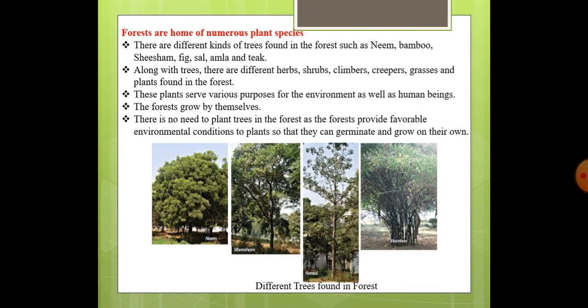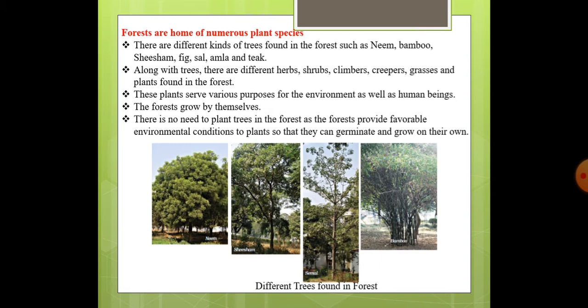Forests are home for numerous plant species. Different kinds of trees are found in the forest such as neem, bamboo, shisham, fig, sal, amla, and tea. This is only a few examples I am giving. A variety of plant species are found in the forest, and this again depends on the geographical and climatic conditions. In colder regions, coniferous species are found, whereas in the tropics, broadleaf trees are found.